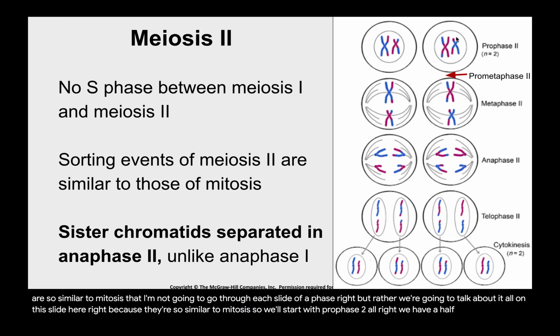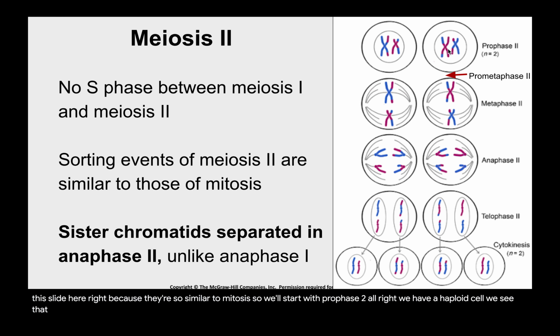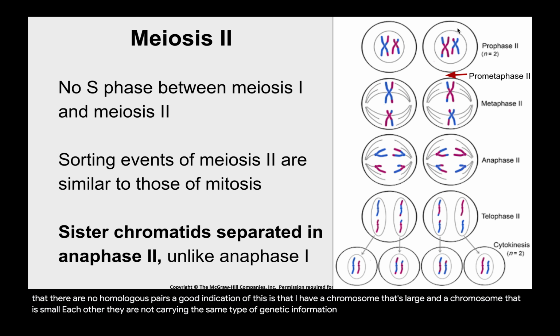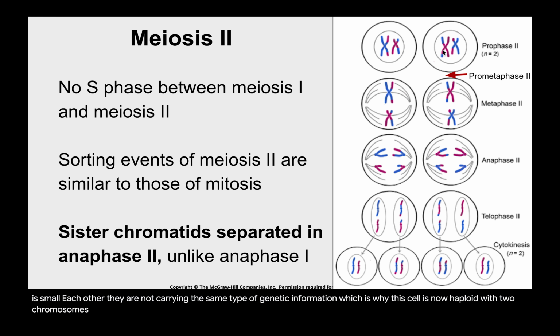We have a haploid cell. We see that there are no homologous pairs. A good indication of this is that I have a chromosome that's large and a chromosome that is small. They're not homologous to each other. They are not carrying the same type of genetic information, which is why this cell is now haploid with 2 chromosomes. All right, prophase 2, these chromosomes, they're still condensed.